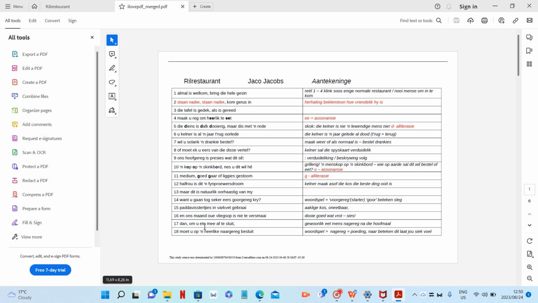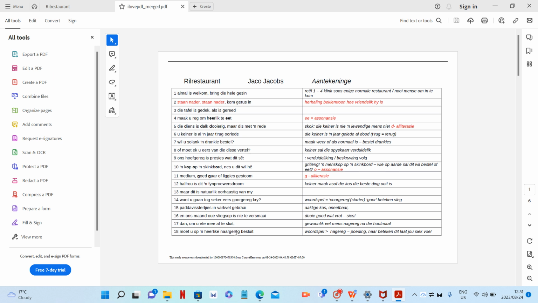Dan om u ete meer af te sluit. Gewoonlik eet 'n mens nagereg na die hoofmaal. So they say here usually a person eats dessert after the main course. So moet u op 'n heerlike nagereg besluit. So you must decide on a tasty dessert, woordspel, nagereg. So instead of saying pudding, they said nagereg. Nar beteken dit laat jou siek voel. So instead of deciding on a nice dessert by saying pudding, instead of saying pudding, they used woordspel.